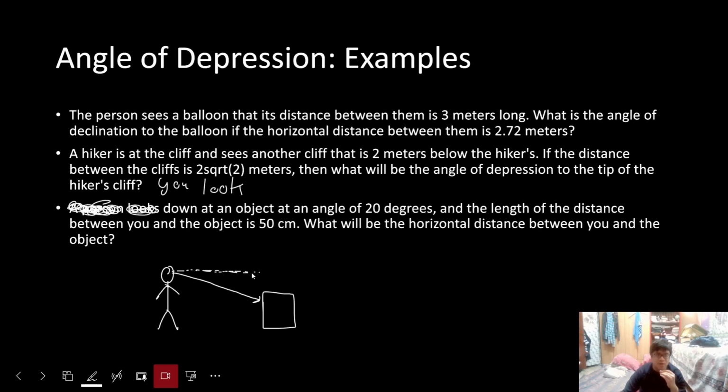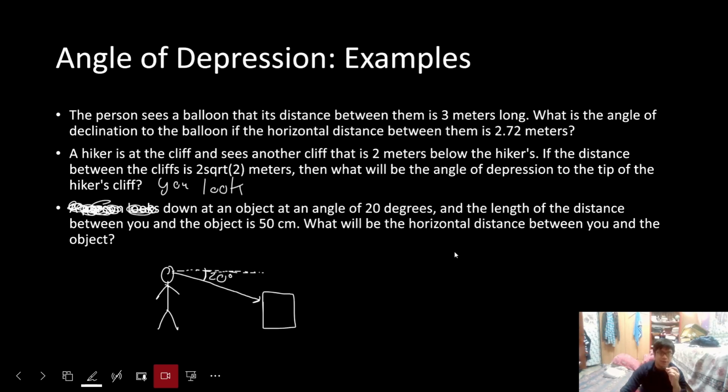If this is your initial view, because before you go down, obviously you're going to look straight, right? That's your initial line of sight. Then after that, you look down just to see the object. So when you move down, you form an angle of 20 degrees here. All right, this is 20 degrees. And the length of the distance between you and that object is 50 centimeters.